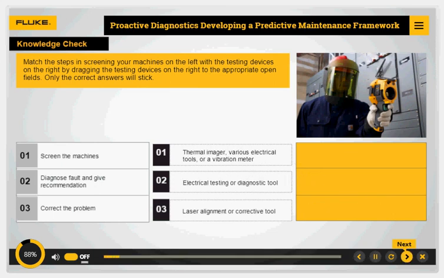That's correct. To begin, we need to screen the machines to find out which ones are good or bad. A thermal imager, various electrical tools, or a vibration meter can tell us which assets have problems. Then, we can use monitoring tools to collect and stream a particular measurement at regular intervals, which help us troubleshoot or diagnose the machine faults and, more importantly, determine a repair recommendation. And finally, we need to correct the problem by using corrective tools such as a laser alignment tool.